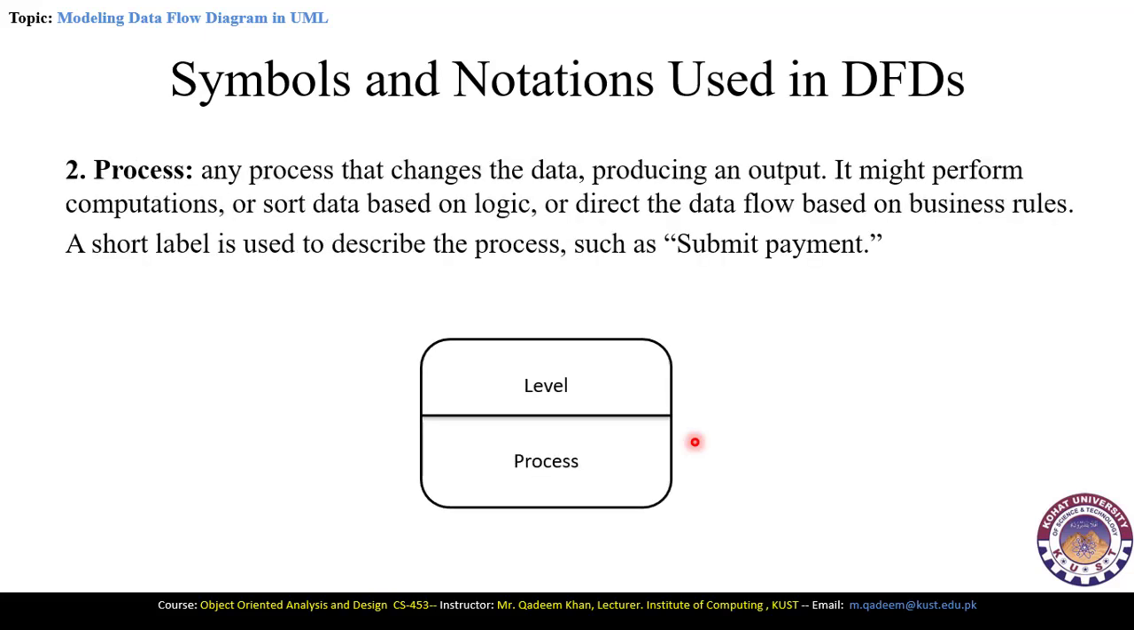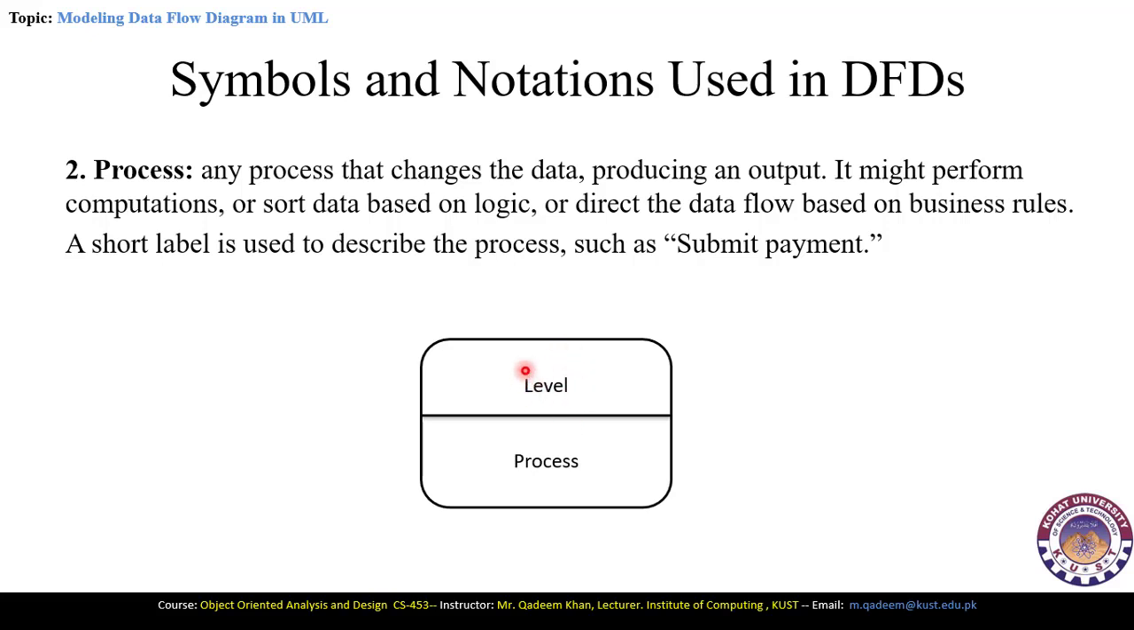Another important symbol or notation used in DFD is called the process. The process represents certain operations, and the process, when it changes the data, produces an output. So it can be a communication, a database, logic, or direct flows used for the business rules. A label is used to describe the process, such as submit payment.